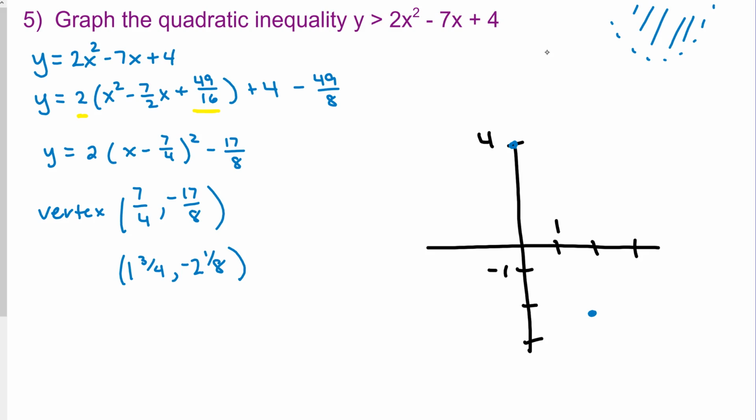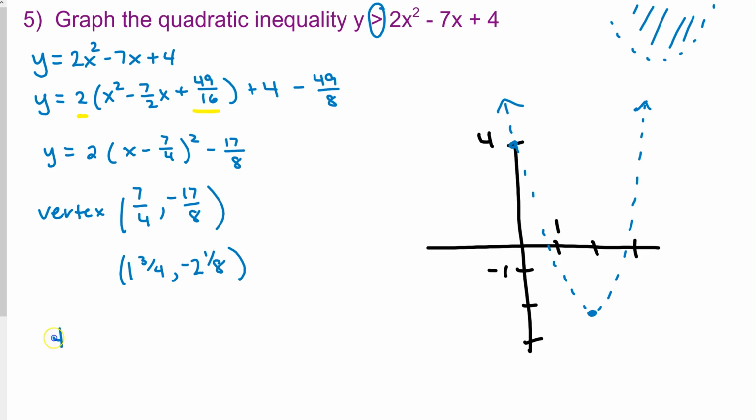So now what I want to do is, because this is a greater than without an equal to on it, I just want to make this dotted. And if I was doing this for real, taking more time, I would find the x-intercepts and so on. Now we want to find out whether to shade inside or outside.